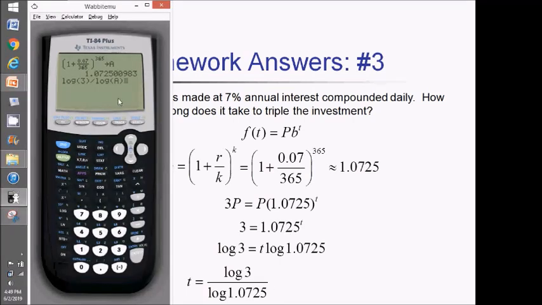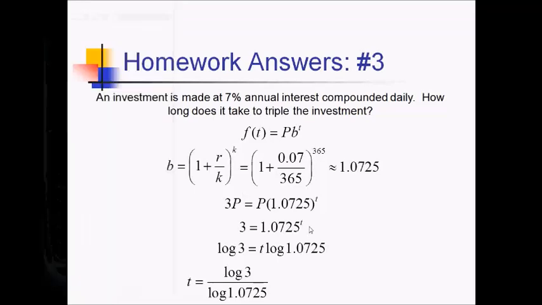Now when I'm doing this on the calculator, I've got log of 3, and remember that I stored this crazy decimal as a. So I'm just going to divide by the log of a, and that'll give me the most accurate answer possible, which is going to be 15.70 if I round it to 2 decimal places, and that's going to be in years.